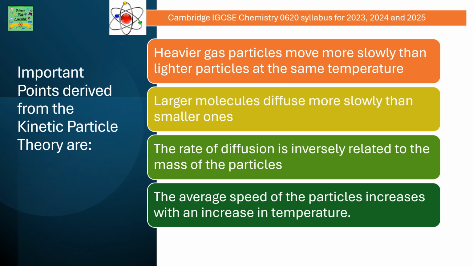Important points derived from the kinetic particle theory are: heavier gas particles move more slowly than lighter particles at the same temperature. Larger molecules diffuse more slowly than smaller ones. The rate of diffusion is inversely related to the mass of the particles. The average speed of the particles increases with an increase in temperature.